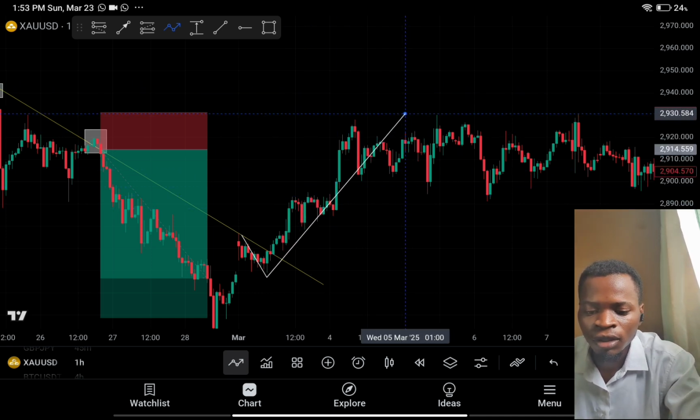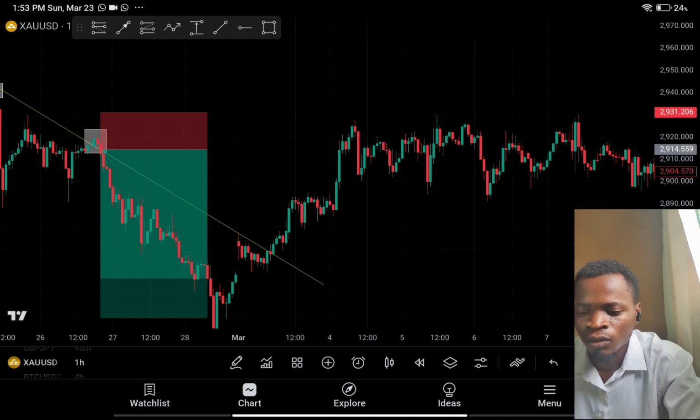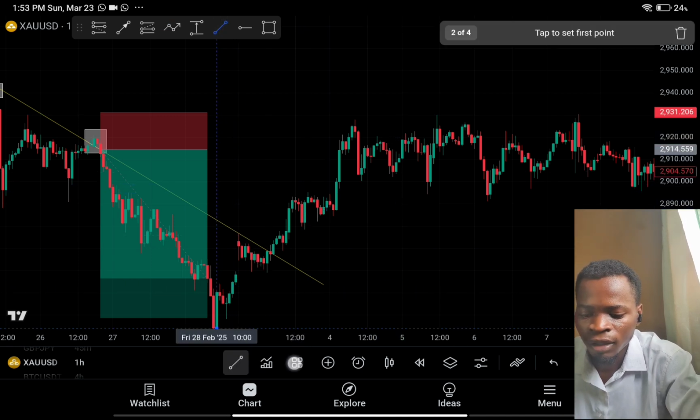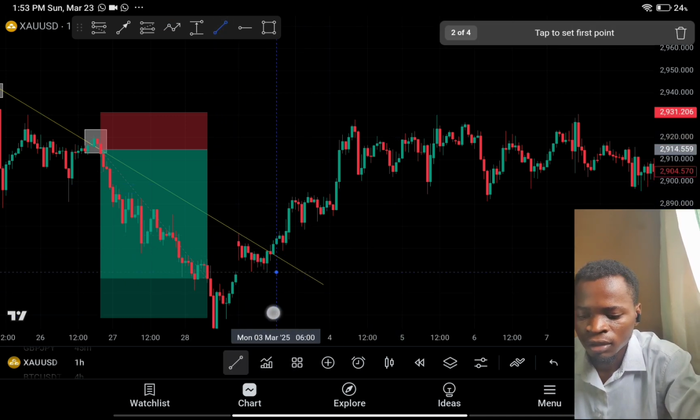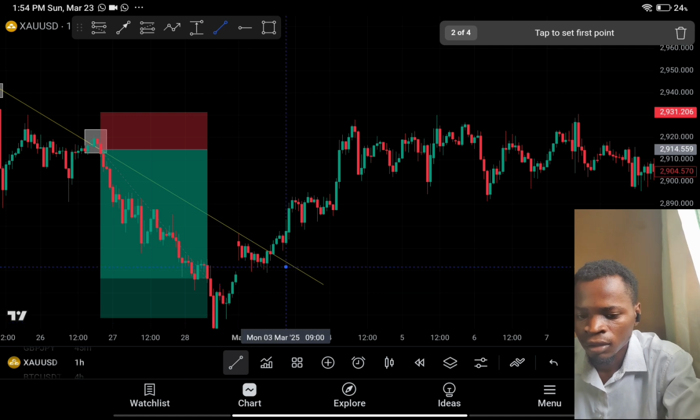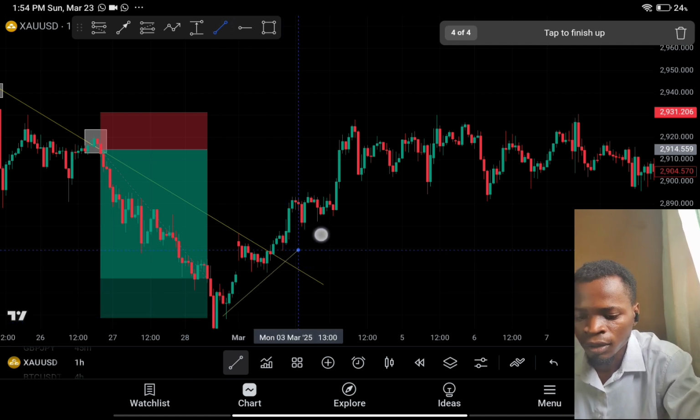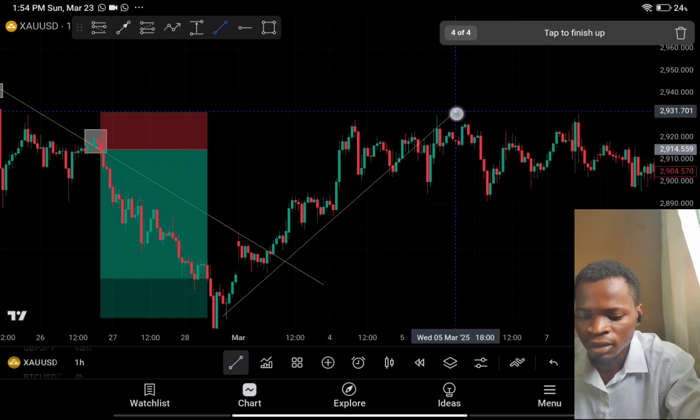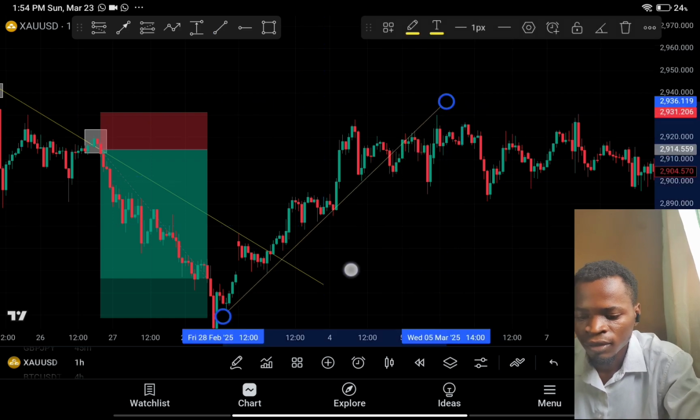So had it been you wanted to catch the breakout, you would have drawn another trend line from here like this. See, I'll pick up my trend line tool, then I'll draw my trend line again like this. You see, as easy.